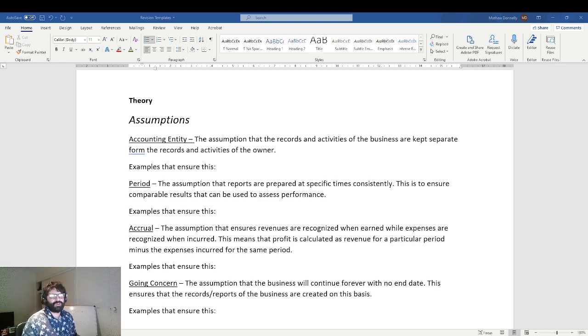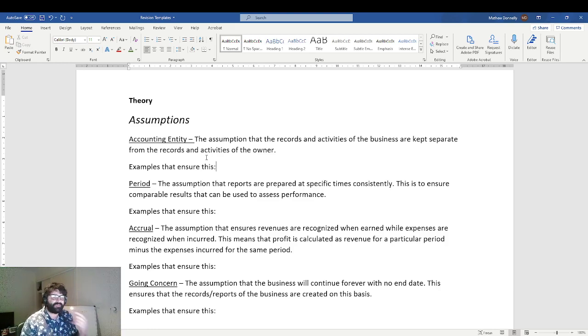So assumptions. First assumption, accounting entity. The assumption that the records and activities of the business are kept separate from the records and activities of the owner. Yeah, I did spell form wrong. I spelled it form because I'm good at English. So when we define accounting entity, we need to make sure the records of the business and the owner are separate.